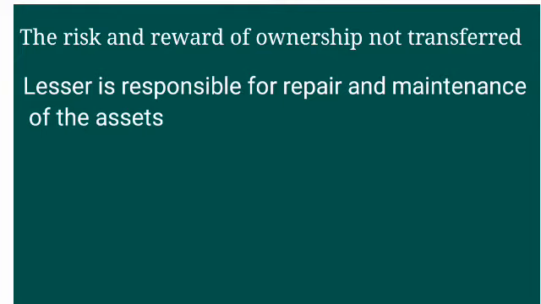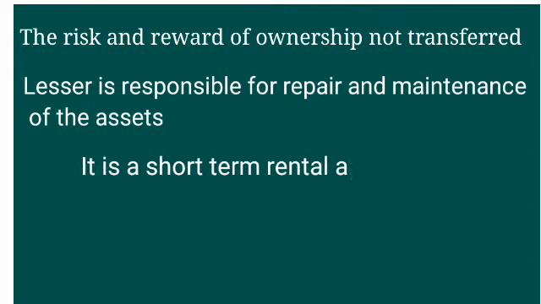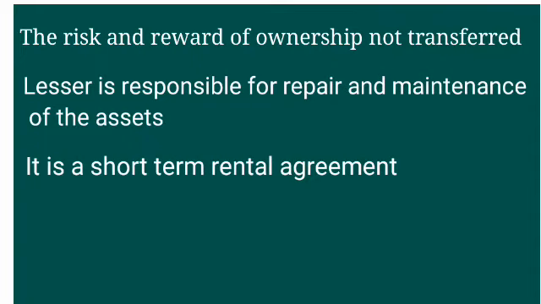The second one is repair and maintenance of the asset. If there is any repair or maintenance for the asset, the lessor is responsible for it. In case of a financial lease, the lessee is the responsible person; here the lessor is the responsible person for repair and maintenance of the asset. And the third one is a short-term rental agreement. There is no ownership transfer, so it's a rental agreement only for the short term.